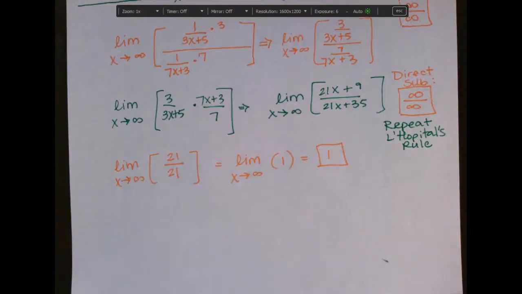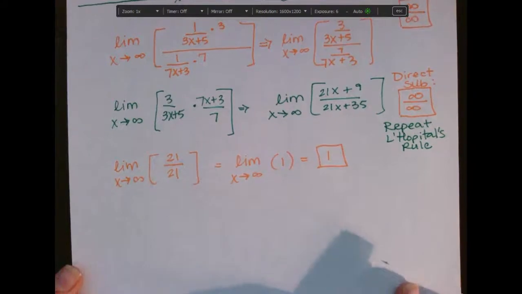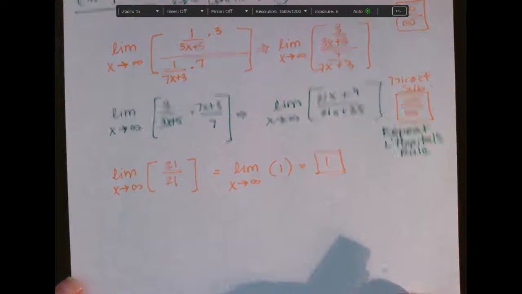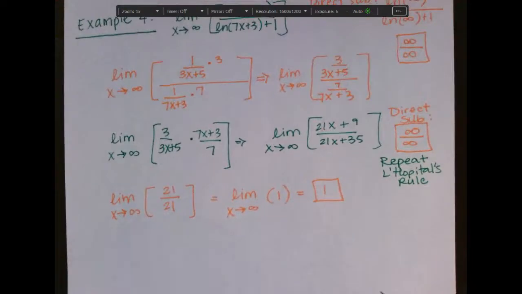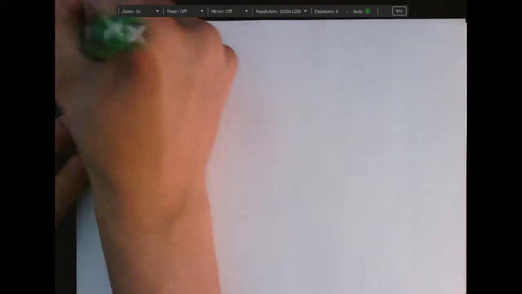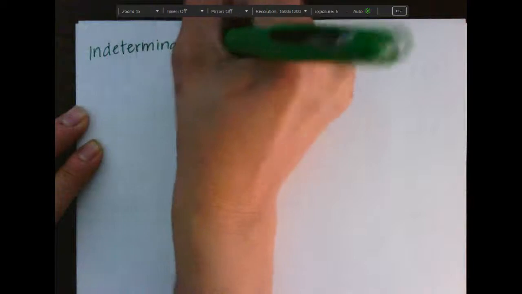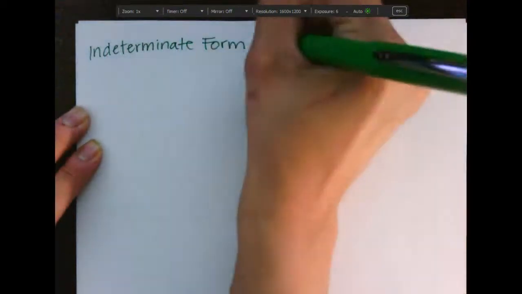Alright, so we looked at two limits where we had 0 over 0 L'Hopital form, and then we looked at two limits where we had infinity over infinity L'Hopital form. We're going to move on and look at some things that get even more complicated. So let's take a look at what happens when we have the indeterminate form of 0 times infinity.